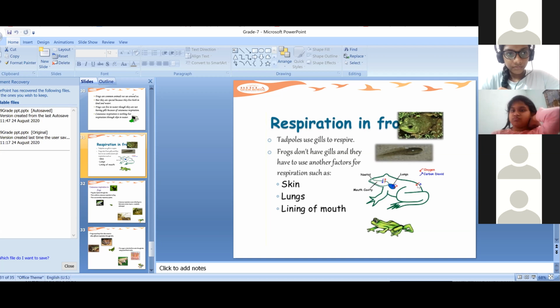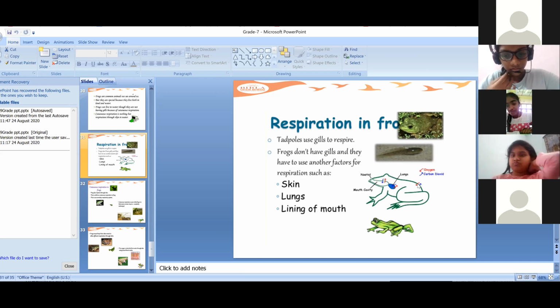So here the frogs are called amphibians. Why are they called amphibians? Ma'am, because they live on land and water, both. Yes, land and water, so they are called amphibians. The skin of the frog is very slimy and moist, so they can even live in water. So when they live in water, how do they respire? They respire through their skin. And when they are on land, lungs. Yes, they use lungs.